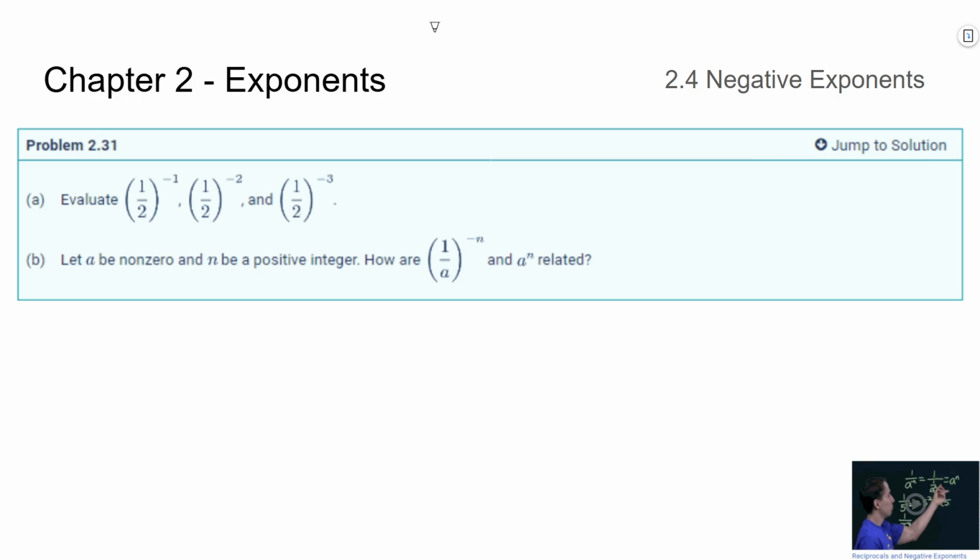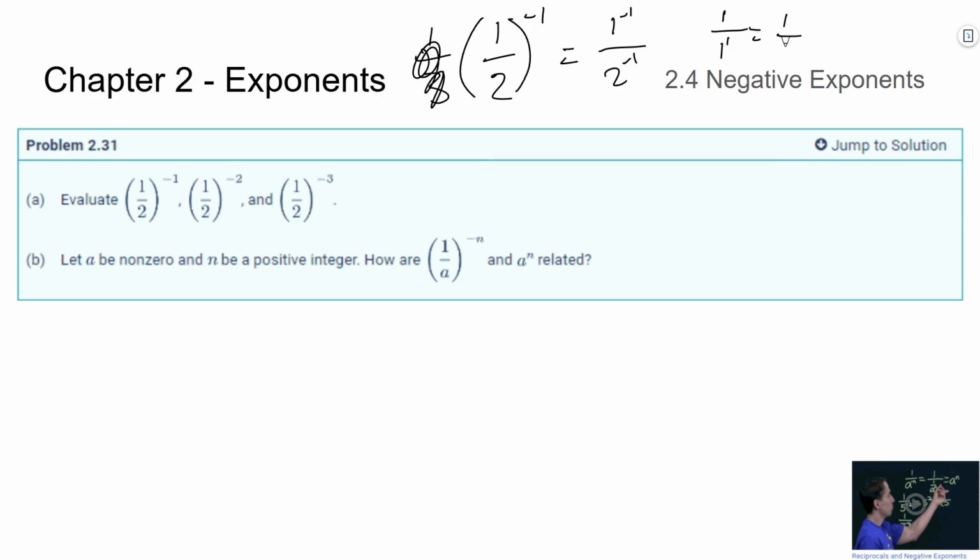So if you have 1/2 taken to some exponent, we'll say negative 1 because that's our example here, you would apply that to both the numerator and the denominator. So we would do 1 to the negative 1 and 2 to the negative 1. Let's do 1 to the negative 1 first. 1 to the negative 1 would be 1 over 1 to the 1, right? The reciprocal of 1 to the 1, which would end up being 1 over 1, which would equal 1. So it ends up being the same thing. That's why we don't really worry about applying exponents to a 1, because it doesn't change the 1.